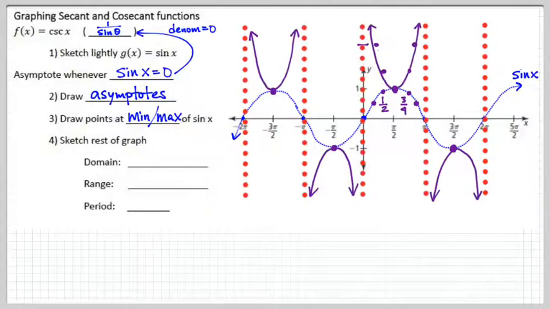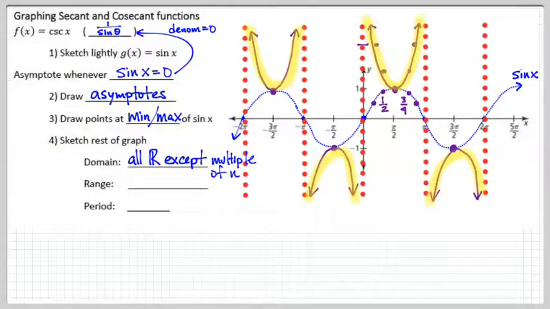So when we combine those two together, or when we graph them all together, we get something like this, where the cosecant graph has this U shape up and down. So once we've drawn the sine graph, we could quickly sketch in the graph of the cosecant.